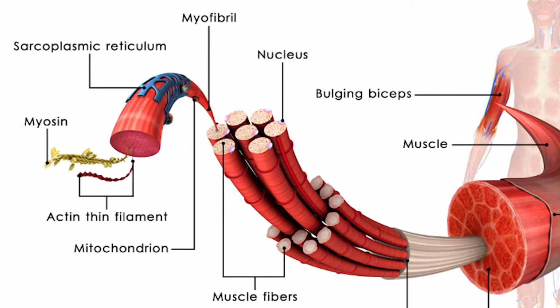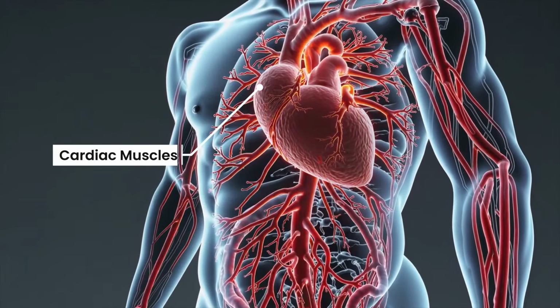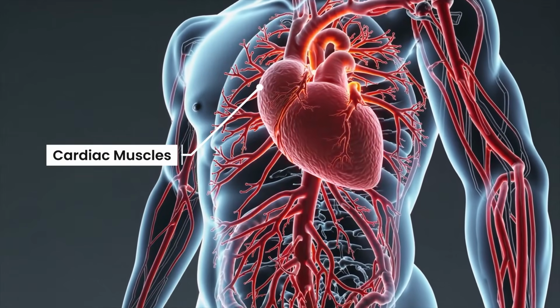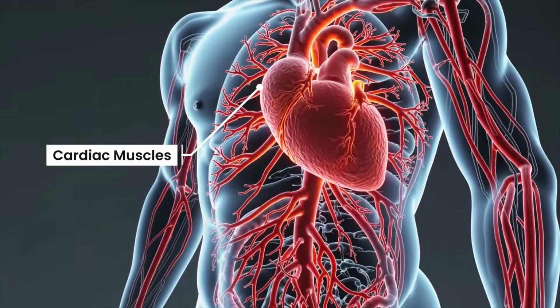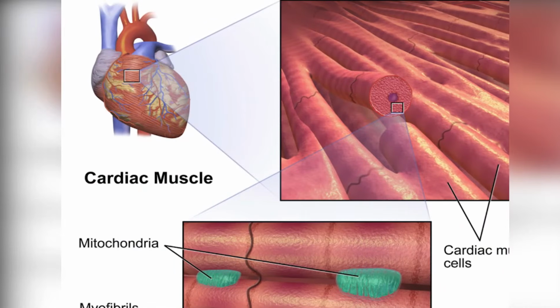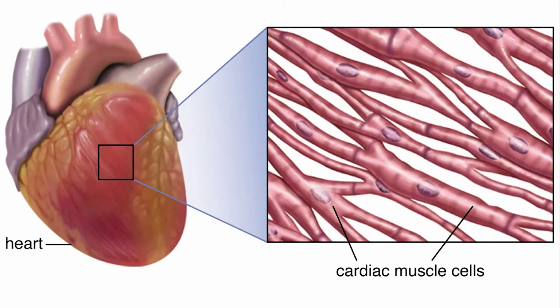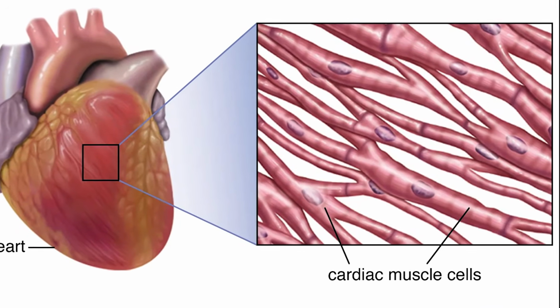hard and fast. Cardiac muscles are the muscles in your heart. You can't control them. They work all the time on their own to keep your heart beating and pumping blood. They also have stripes like skeletal muscles, but only one control center per cell. They connect very well so your heart can beat in a steady rhythm.